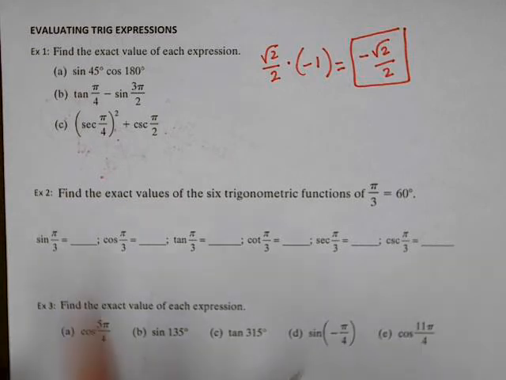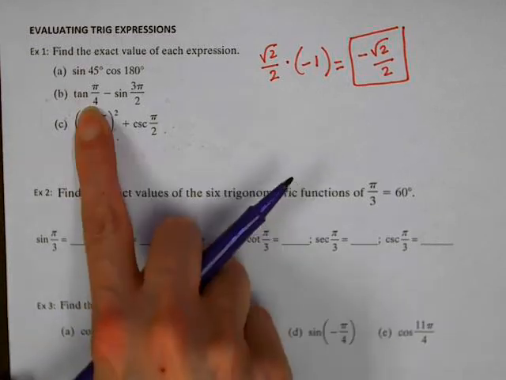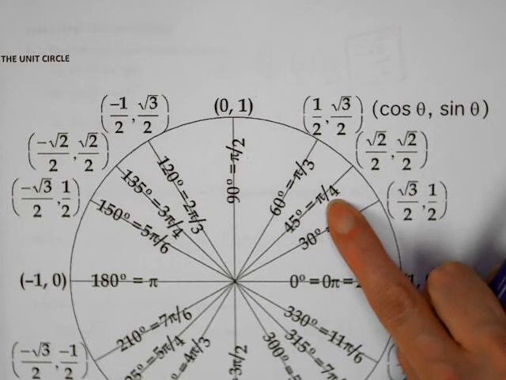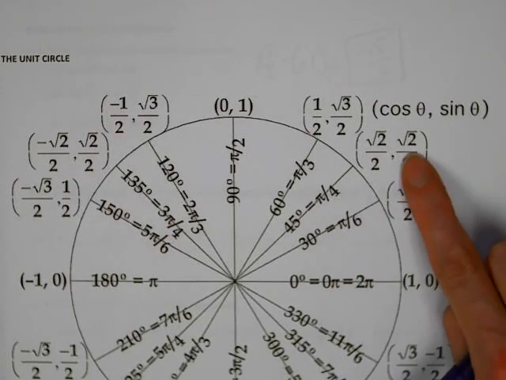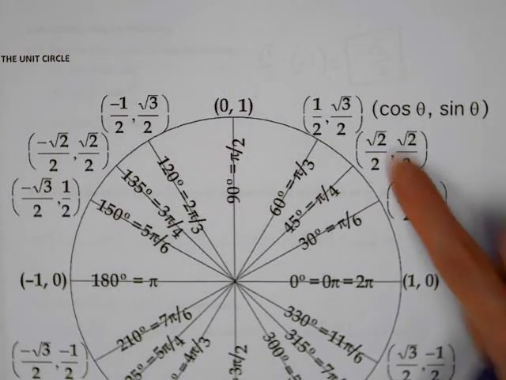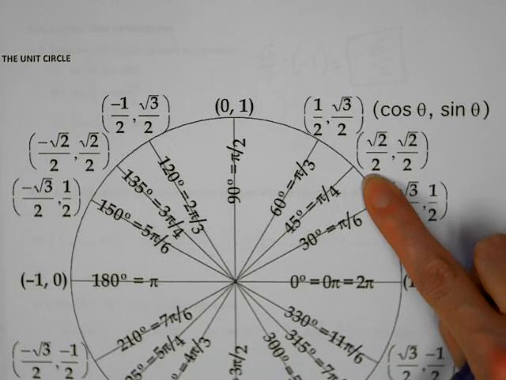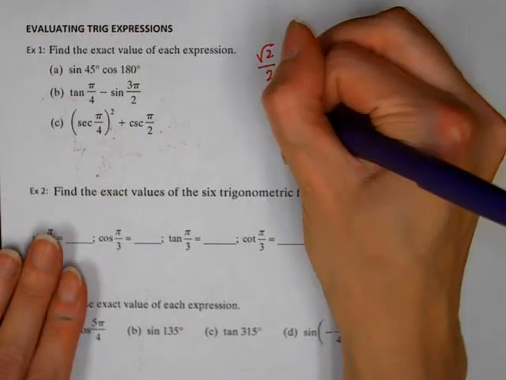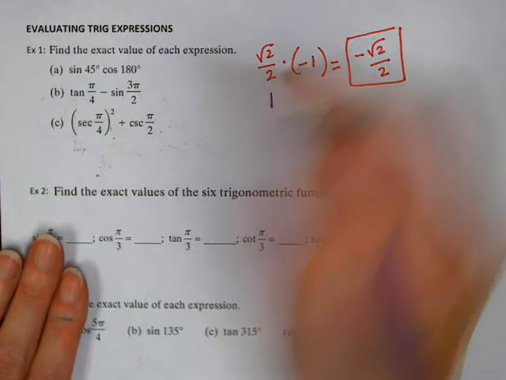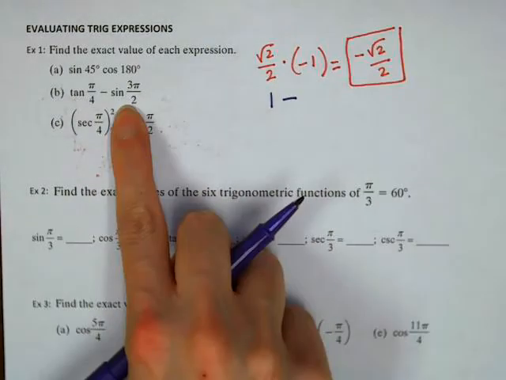Okay, tan of pi over 4. So let's go to pi over 4. Remember, tan we said was sine over cosine, y over x, opposite over adjacent. So what's root 2 over 2 divided by root 2 over 2? Well, that's just 1. Okay, and then minus sine of 3 pi over 2.